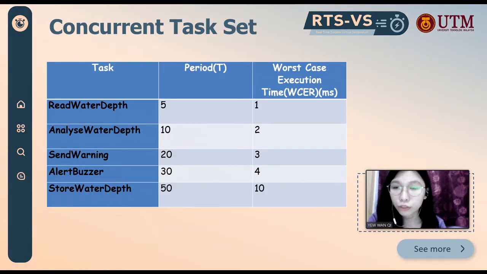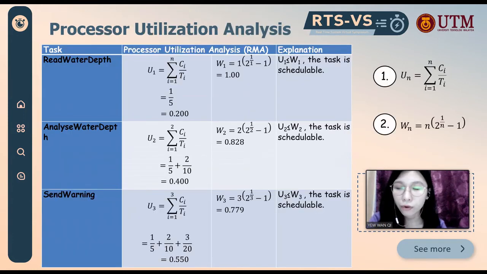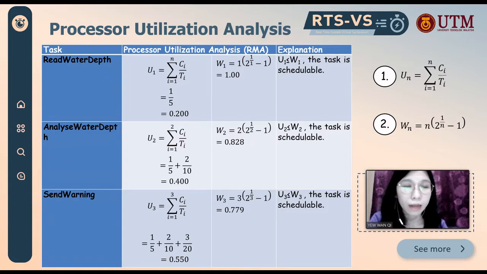Here is a table that shows the concurrent task set with the period and worst case execution time. Next, I calculate each of the tasks by using the basic processor utilization analysis approach. You can see on the right hand side here, both of these equations will be used to calculate the data and analyze whether the task set is schedulable.